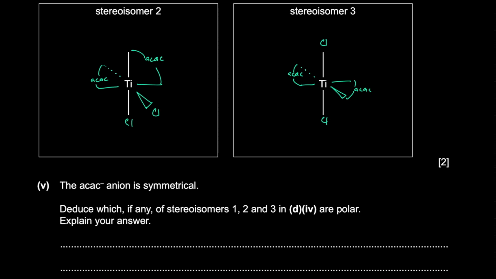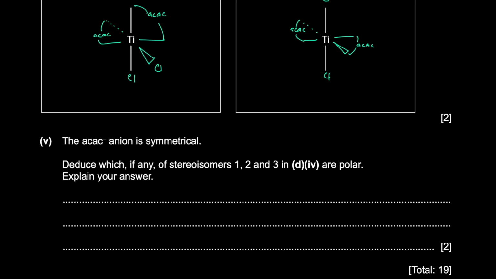So we can say over here that the cis isomers are polar. So isomers 1 and 2, the ones I've drawn, are the cis isomers, and they are polar. The reason they're polar is because they have a net dipole.